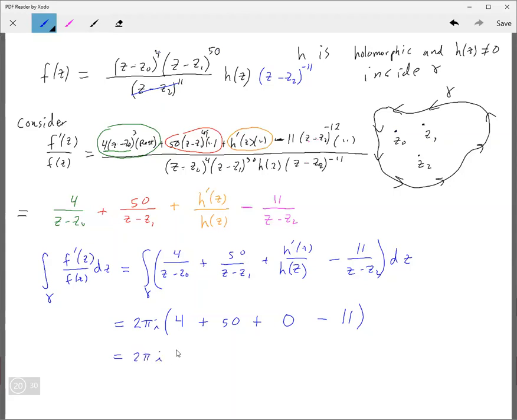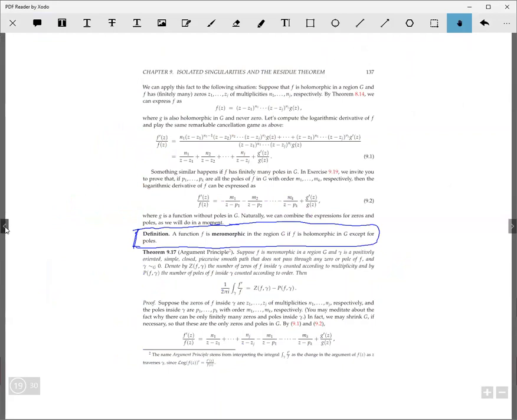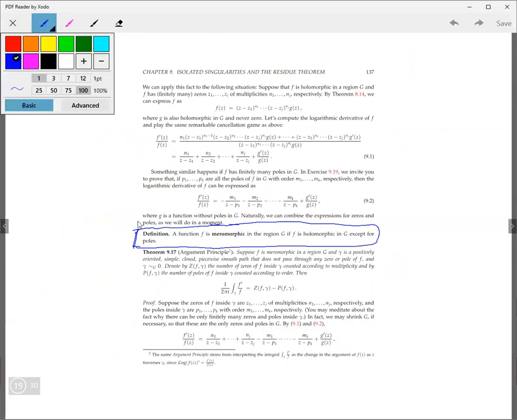We can also think of it as, we can simply say this is the number of zeros minus the number of poles. Okay, so the number of zeros counting multiplicity, which is 54, minus the number of poles counting multiplicity, so that's minus 11. And that is the argument principle.